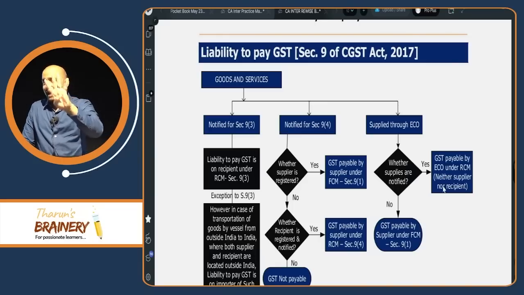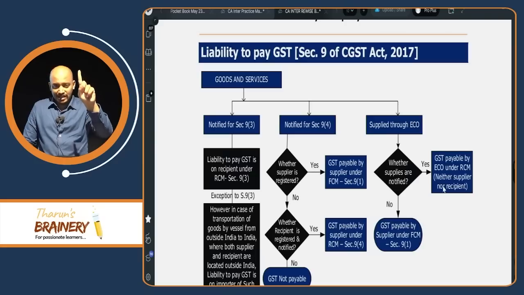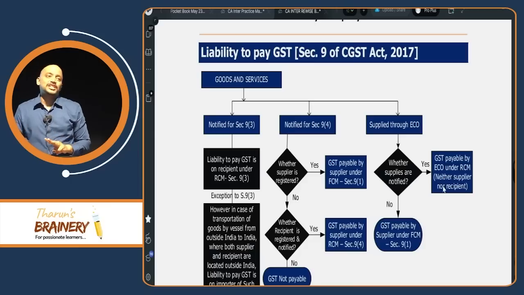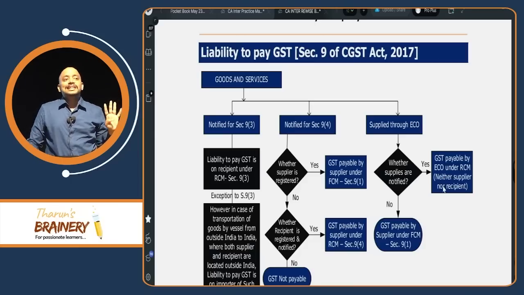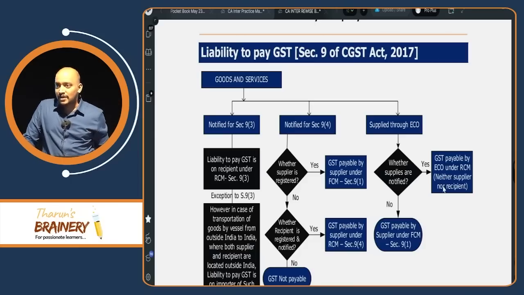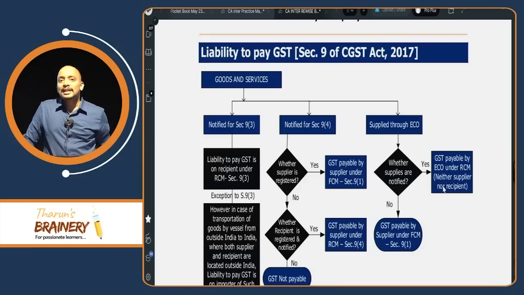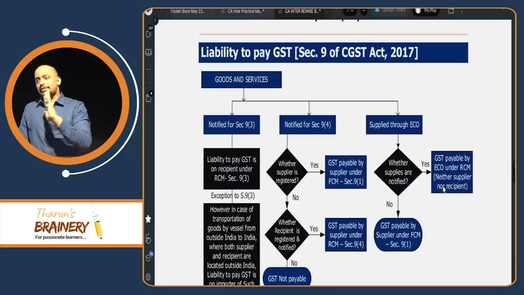HATE. Remember, HATE. H for housekeeping service, A for accommodation service, T for transportation of passengers by any motor vehicle, and E for eating food from the restaurant. So we will again discuss that. So for these 4 services, liability to pay GST is not on supplier but on e-commerce operator.